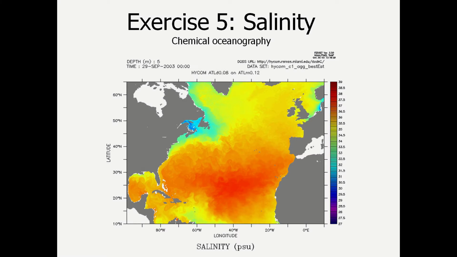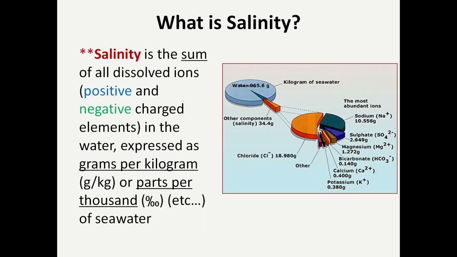Last week, we went over sediment classification and sorting and wrapped up the geology unit of this course. Today, we are moving into chemical oceanography with a lesson on ocean salinity. Salinity is defined as the sum of all dissolved ions in water, that means positively and negatively charged elements, expressed in the units grams per kilogram or parts per thousand of seawater.